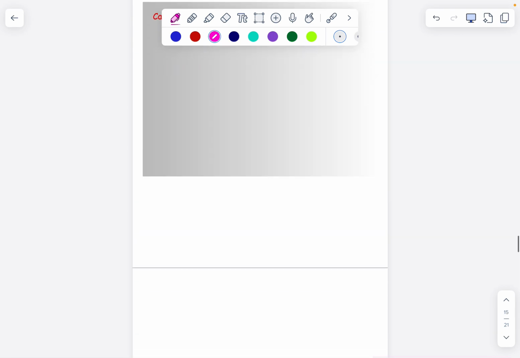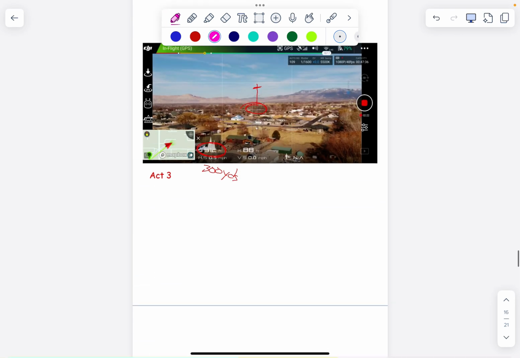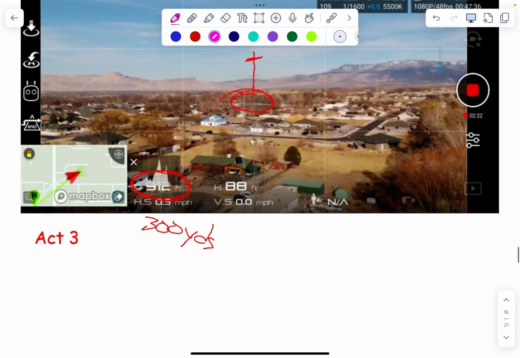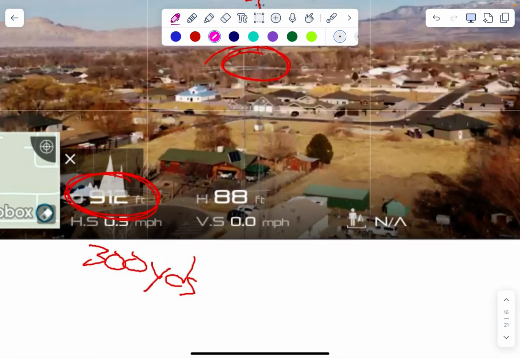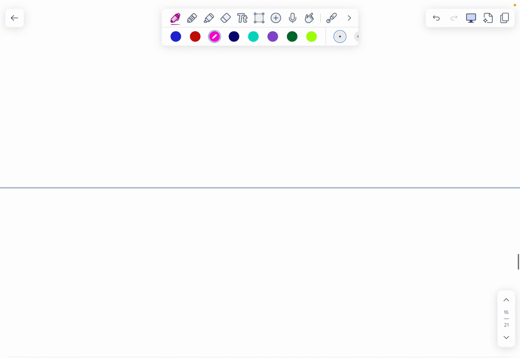Here's another one. If you've ever been to Arches. Oh, by the way, the thing was 88 feet tall. That's pretty tall for a backyard. It's like almost 10 stories for a backyard antenna. Does anybody know that guy?